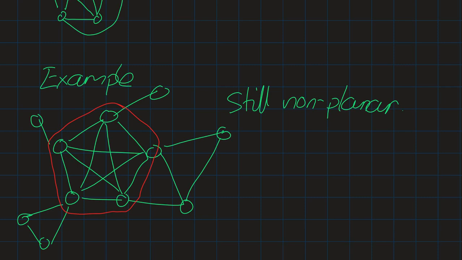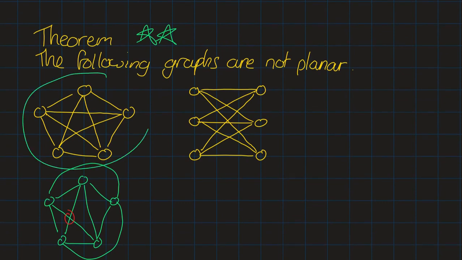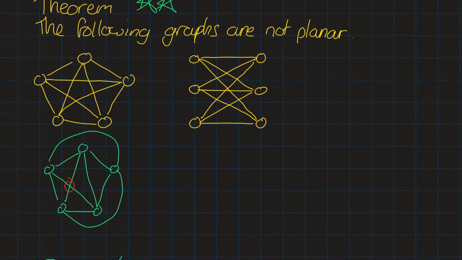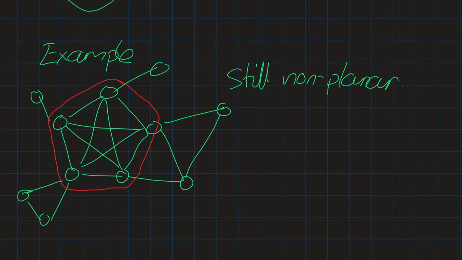So this is still non-planar because it secretly has this archetypal non-planar graph living inside it. Okay, so this is a non-planar graph because it has this pentagram living inside it. Okay, that's the end of this example, and that's the end of this video.